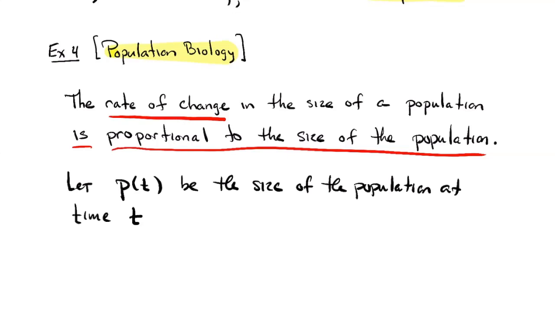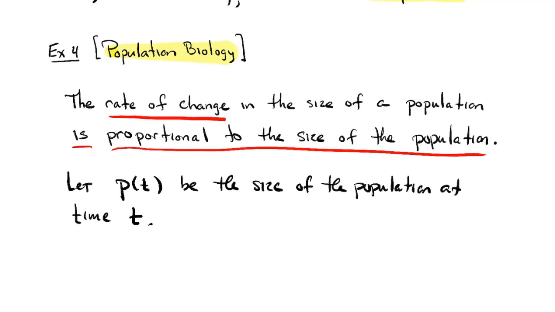I'm going to suppress the units here, but maybe it's time t in hours if this is a population of bacteria cells, or maybe t is in days if it's a population of rabbits or something that you're breeding, or maybe t is in years if it's a population of blue whales. The time unit could be appropriate to whatever you're studying, but let's just say that P of t is the size, so the number of individuals in this population at time t.